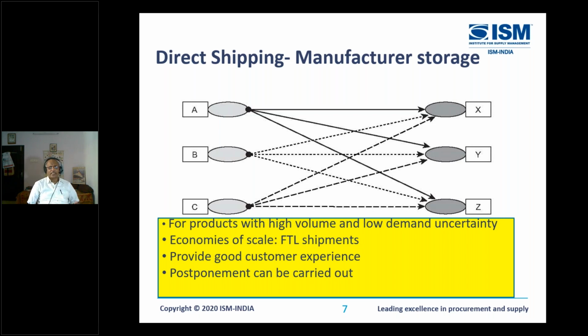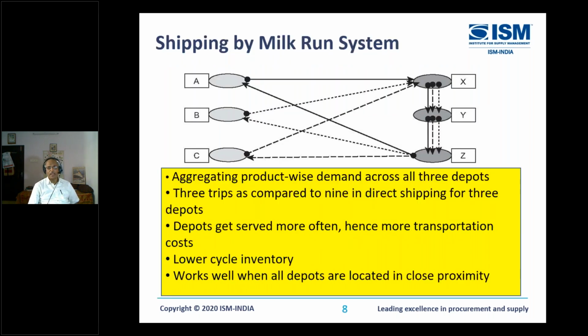Now, these customers, if they have a high volume and there is uncertainty in the demand, only this is applicable. Now, there is another method which is called the milk run system. We have been using these systems either for bringing the materials from the suppliers, or sometimes for delivering the final products.